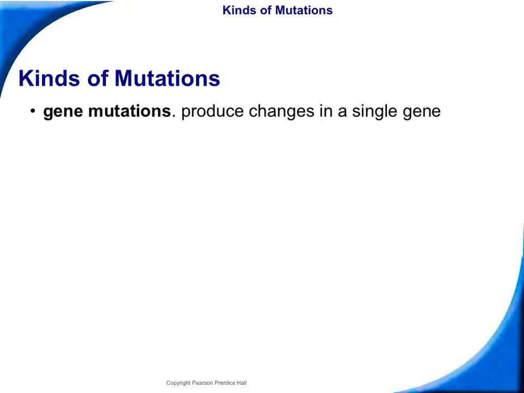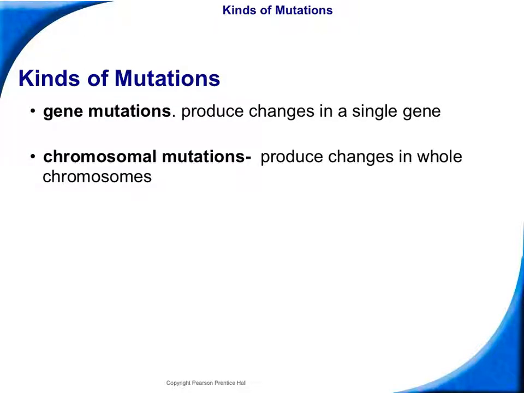We are going to differentiate between our mutations and break them into 2 general types. Type 1 we're going to call just a gene mutation, and with a gene mutation we're changing just a gene. It doesn't mean that it's not going to affect the organism, because it certainly could, but it's only affecting one gene.